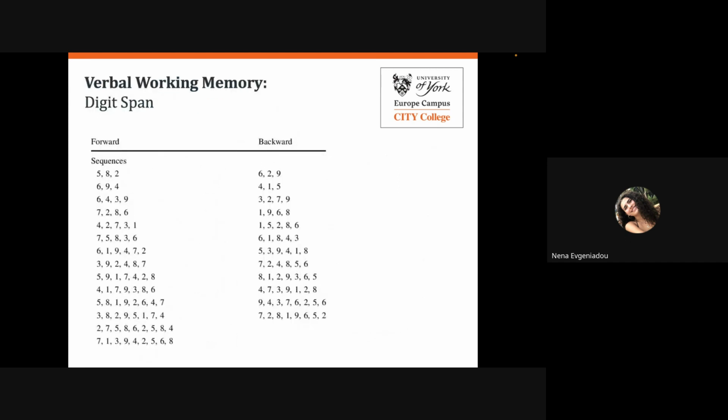Another tool, another test, is the digit span for working memory. As you can see, we have two trials. We say to the patient that we will say some numbers and they will need to repeat them after us, either in forward or backward conditions.